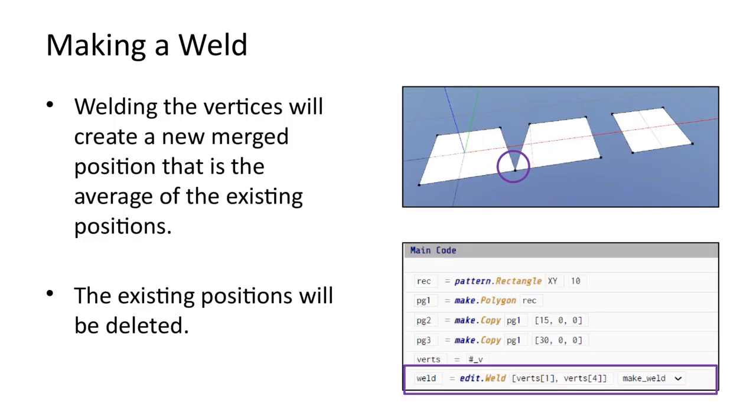The edit.weld function has been used to weld the positions. Two vertices are being welded, with indices 1 and 4. The drop-down has been set to make weld. You will notice how the two vertices have now snapped together. Merging positions means that a new position gets generated at a location that is the average of the existing positions. In this case, it will be exactly halfway between the two existing positions.